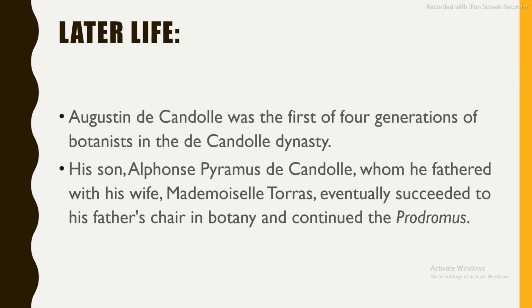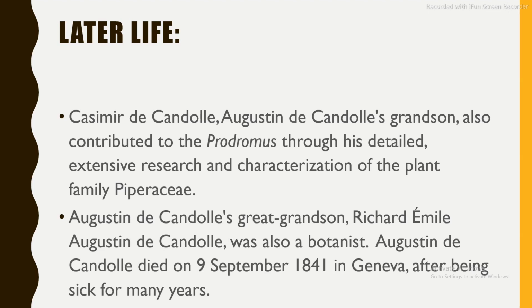Augustin de Candolle was the first of 4 generations of botanists in the De Candolle dynasty. His son Alphonse de Candolle, whom he fathered with his wife, eventually succeeded to his father's share in botany and continued the Prodromus. Casimir de Candolle, Augustin de Candolle's grandson, also contributed to the Prodromus through his detailed, extensive research and characterization of the plant family Piperaceae. Augustin de Candolle's great-grandson Richard Émile Augustin de Candolle was also a botanist.